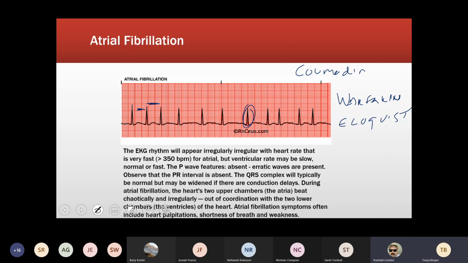And we're actually going to go through pacemakers here shortly. So that might make a little more sense when we start talking about certain different types of pacemakers.